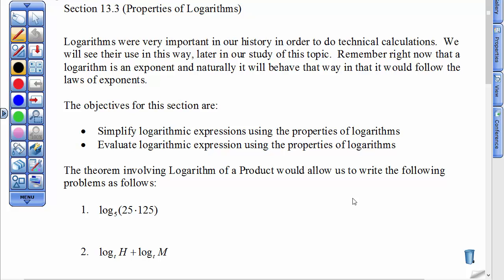Okay, we're going to talk now about the properties of logarithms, which is actually still the study of the language of logarithms. If you read with me right here, logarithms were very important in our history, in order to do technical calculations. I'm going to be able to tell you, again, this is history.